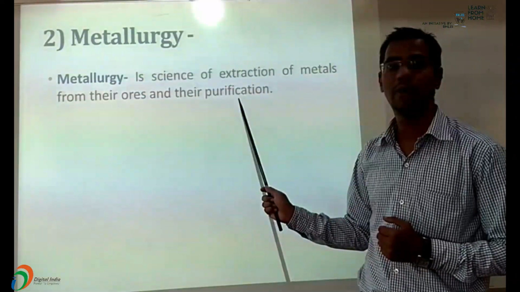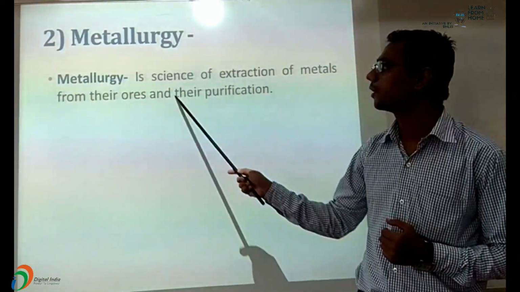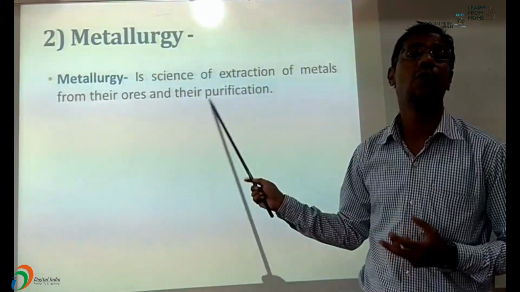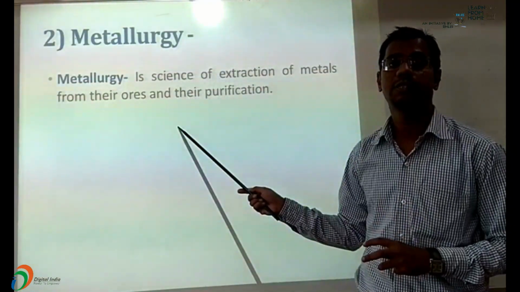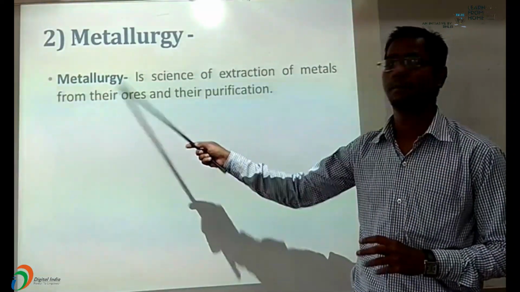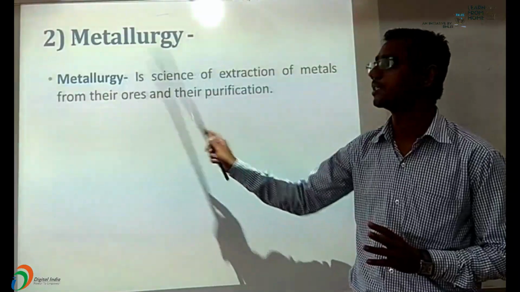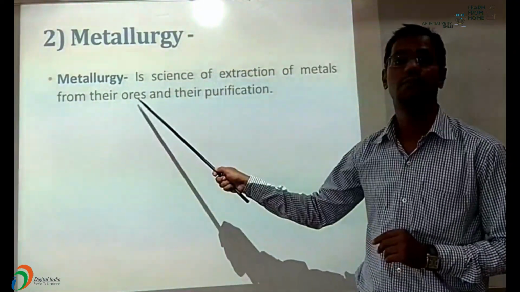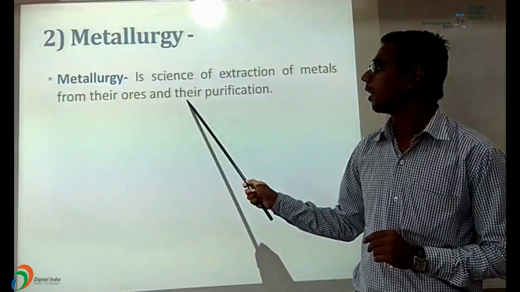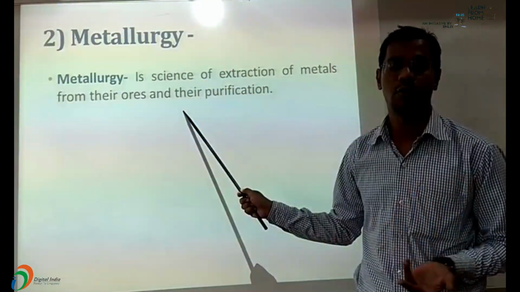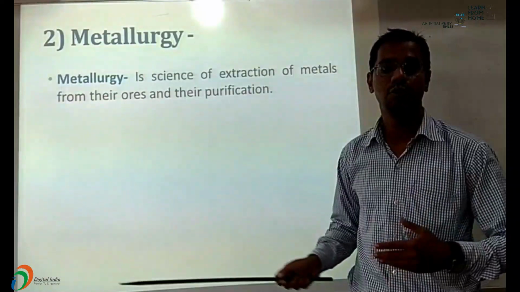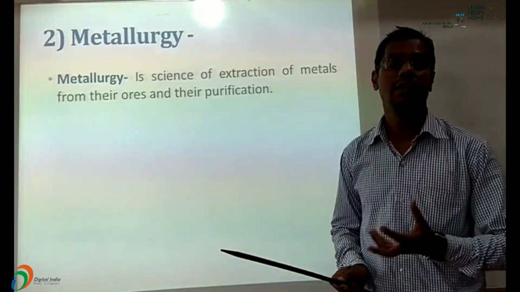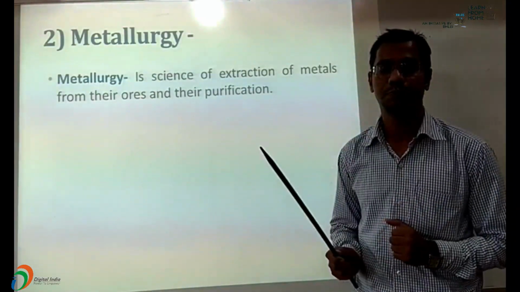Obviously it requires purification. So what are the different processes involved? These processes are the branch of science called metallurgy. So what is meant by metallurgy? It is the science of extraction of metals from their ores and their purification. Obviously purification is required because we want to isolate and extract metals from the ores.